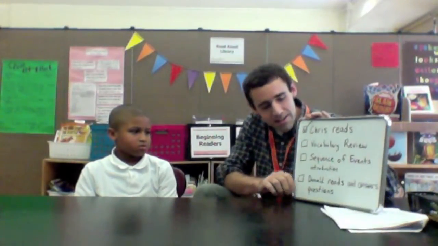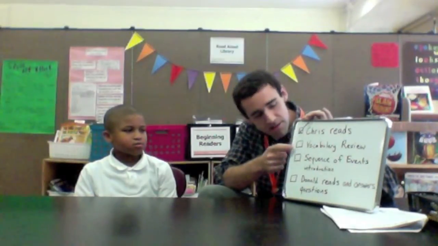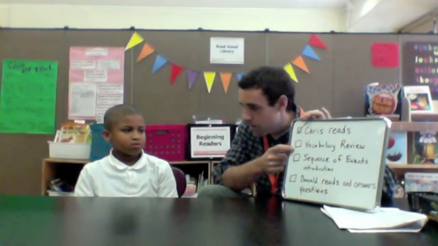All right, so let's come back to our checklist here. So first thing we did is I read to you and we checked that off. And now we just finished our vocabulary review, so let's go ahead and check that off on the whiteboard. There you go. Great, and what's next on our checklist? A sequence of events, introduction. Introduction, nice. All right, let's get into that.